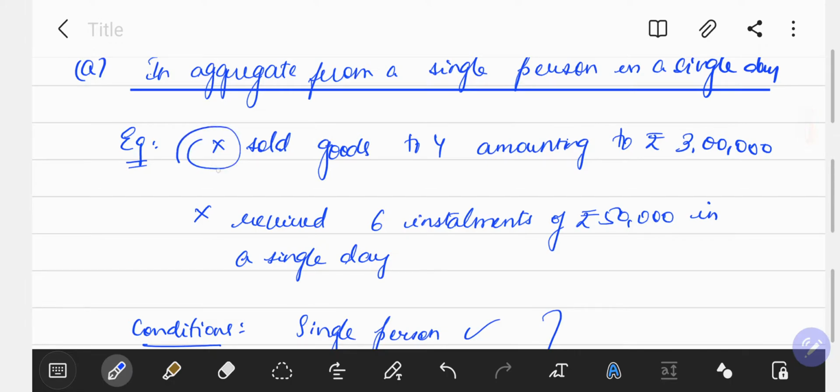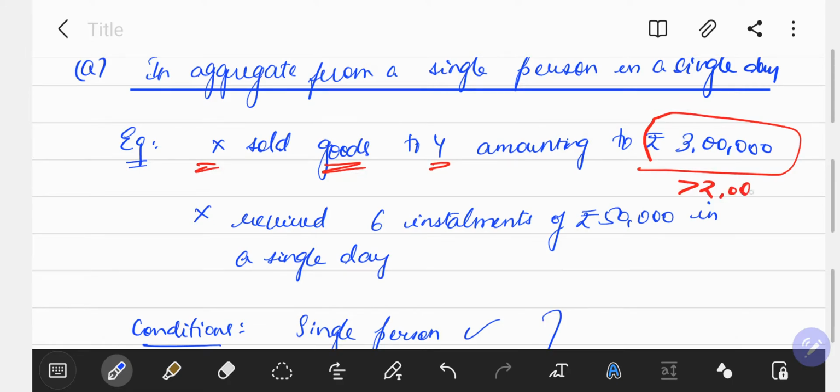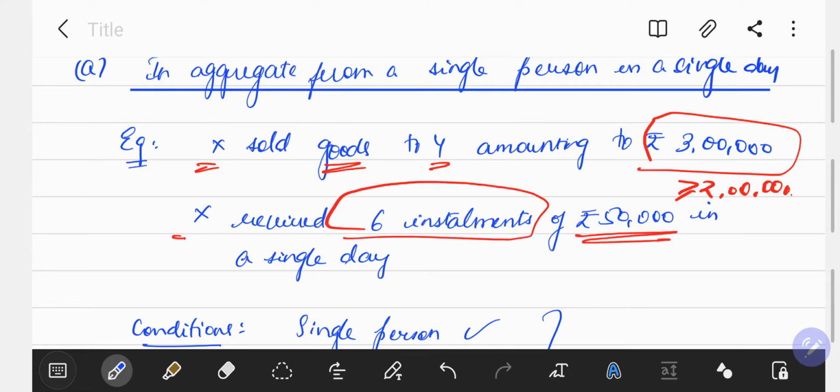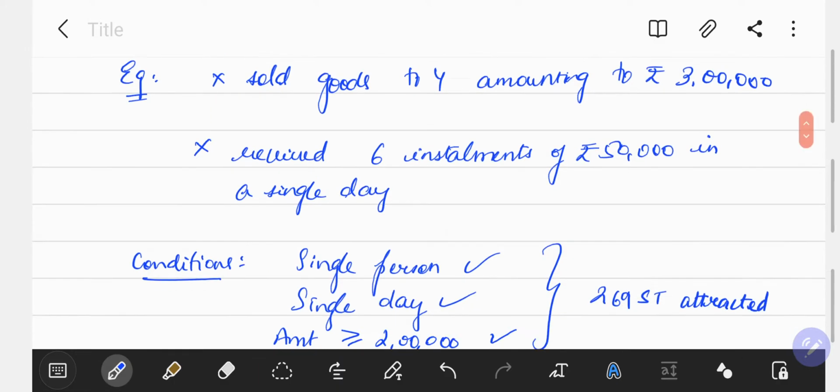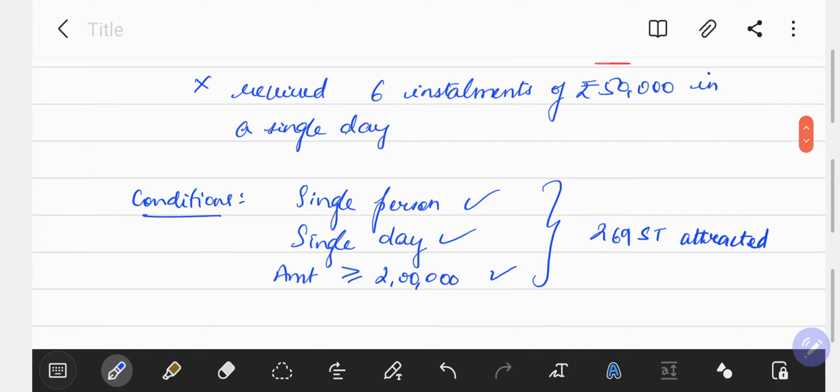Example, X sold goods to Y amounting to 3 lakhs. So the transaction value is greater than or equal to 2 lakhs. Now X received 6 installments of 50,000 each in a single day. What are the conditions of section 269ST? There should be a single person. The single person is Y. Single day, yes, this condition is also fulfilled. Whether the amount is greater than or equal to 2 lakhs?